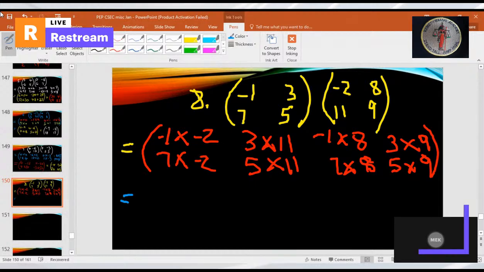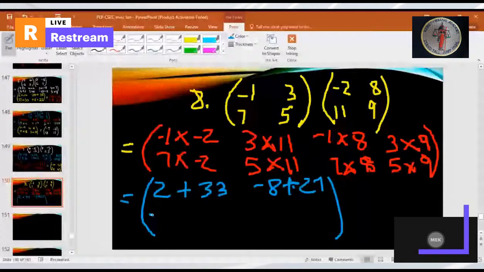So let's go on them. So negative 1 times negative 2, 3, 7, that's a positive 33. Negative 1 times 8 is negative 8. And 3 times 9 is a positive 27. 7 times negative 2 is negative 14. Times 11, that's 55. 7 times 8 is 56. And 5 times 9 is 45.